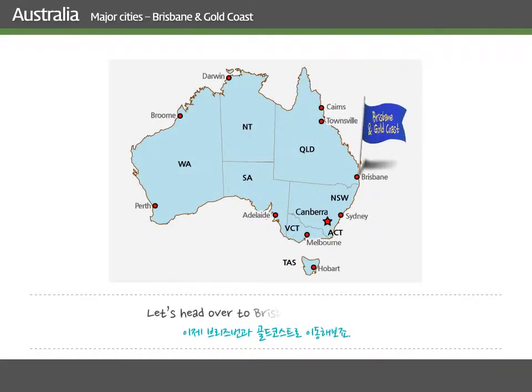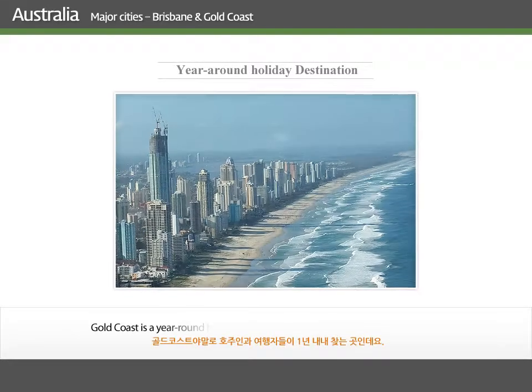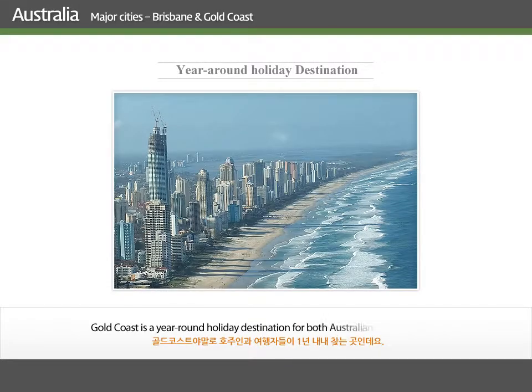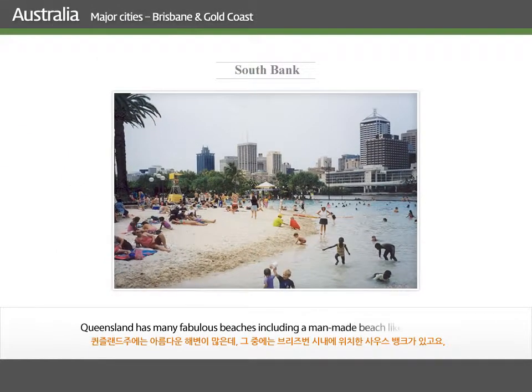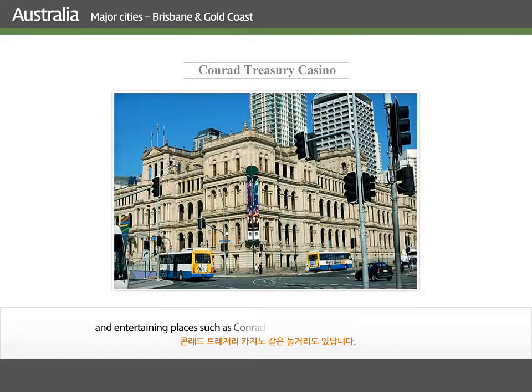Let's head over to Brisbane and Gold Coast. Gold Coast is a year-round holiday destination for both Australians and foreigners. Queensland has many fabulous beaches, including a man-made beach like South Bank, and entertaining places such as Conrad Treasury Casino in the heart of Brisbane.